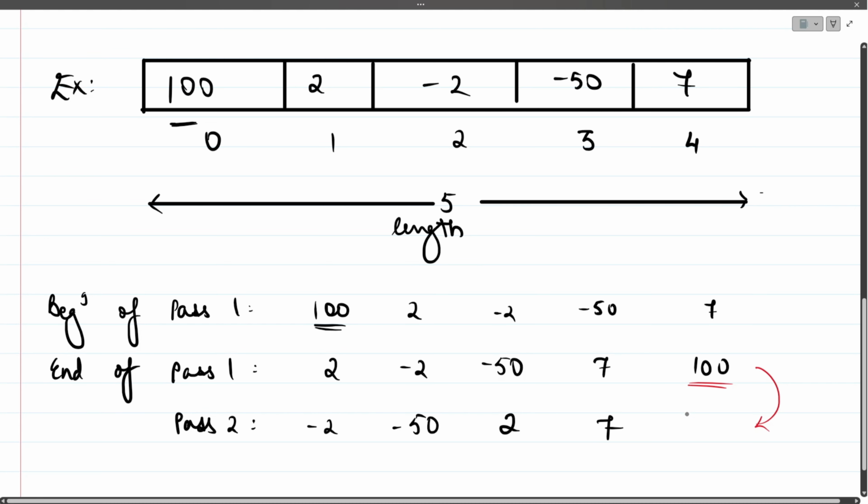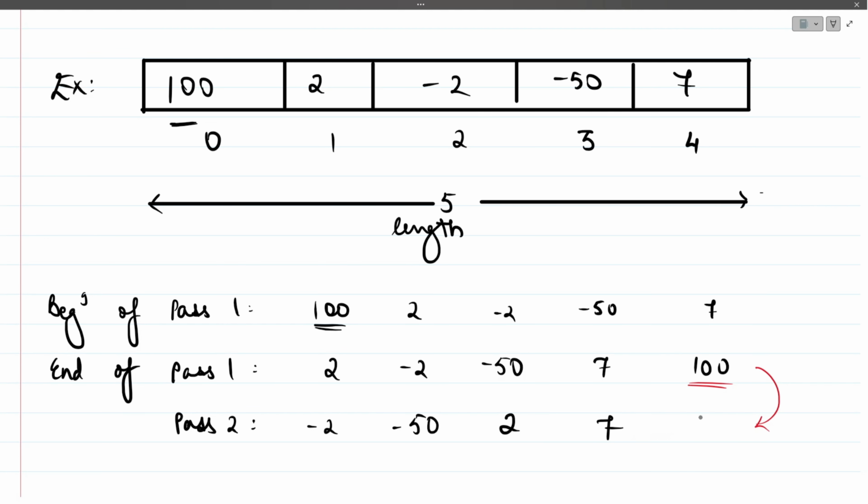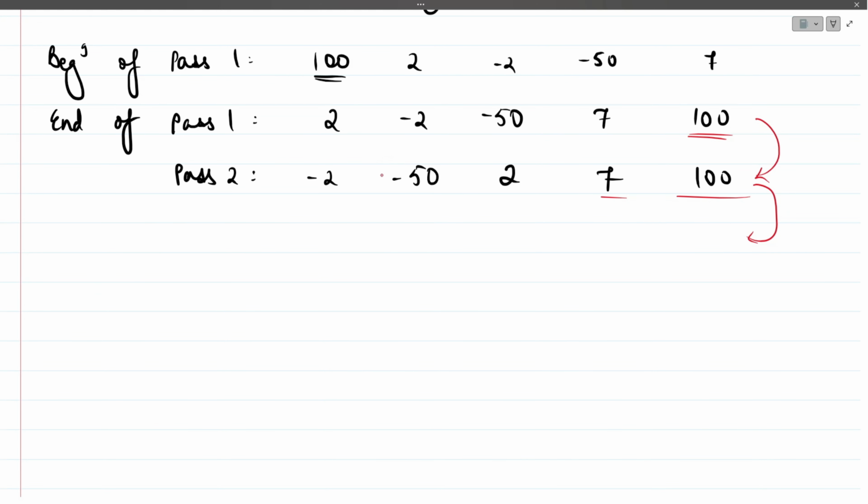There would be no comparison between 7 and 100 because 100 is already sorted. So my 100 stays over here as it is without any comparison check from 7. So my 7 and 100 are sorted. Pass 2 is also the beginning of pass 3. I'm not going to rewrite it again, but I'll mark the end of pass 3.